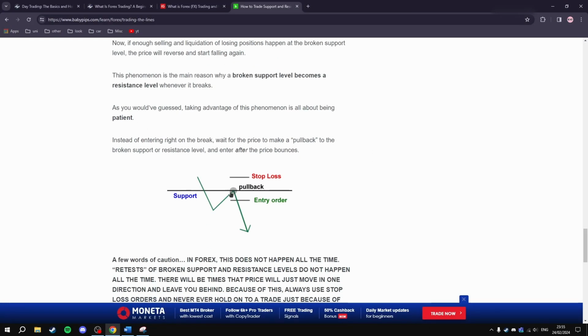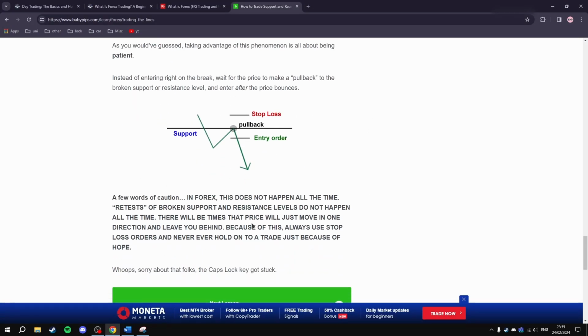A few words of caution. In Forex, this does not happen all the time. Retests of broken support and resistance levels do not happen all the time. There will be times that price will just move in one direction and leave you behind. Because of this, always use stop loss orders and never hold onto a trade just because of hope.